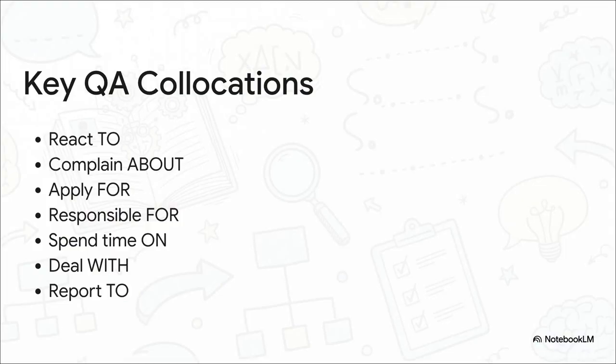Here's a quick toolkit list of the key QA collocations you'll really want to memorize. Notice how these anchor directly to common scenarios you face every single day. You react to last-minute scope changes. Stakeholders complain about a process, which we know happens all the time. You are responsible for the test environment. You spend time on allocating resources, not spend time in or for. You deal with a difficult situation, and you formally report to a specific manager. Getting these prepositions right proves to an interviewer that you possess the fluid, detail-oriented thinking required of a strong leader.